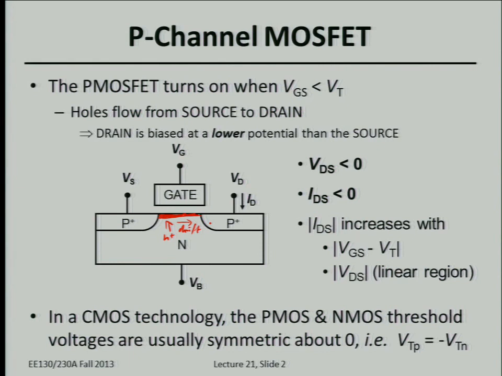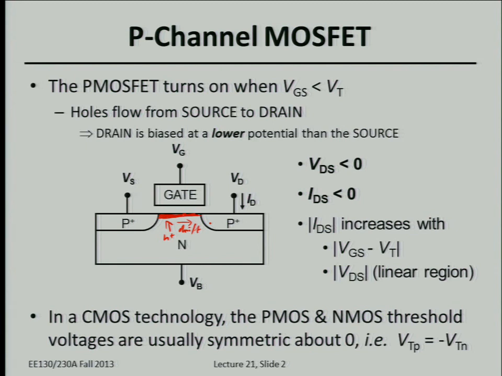So the definition of the drain is basically determined by the voltage that you apply. There's going to be a difference between the voltages of the source and drain. Which one is going to be the drain in an integrated circuit? The one at higher voltage or the one at the lower voltage?